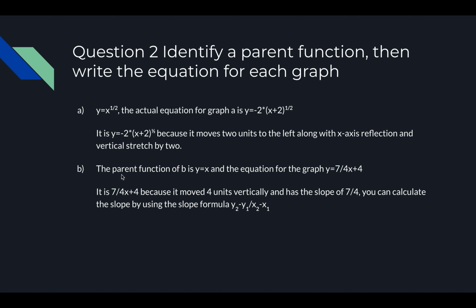And then for 2b, the parent function is y equals x, and the equation for the graph is y equals 7/4 x plus 4. Yes, this is a linear equation. And it is 7/4 x plus 4 because it moved 4 units up vertically, which is the y-intercept, and it has the slope of 7/4. And you can calculate the slope by using the slope formula, y2 minus y1 over x2 minus x1. And all you need is just 2 coordinates, preferably integers.